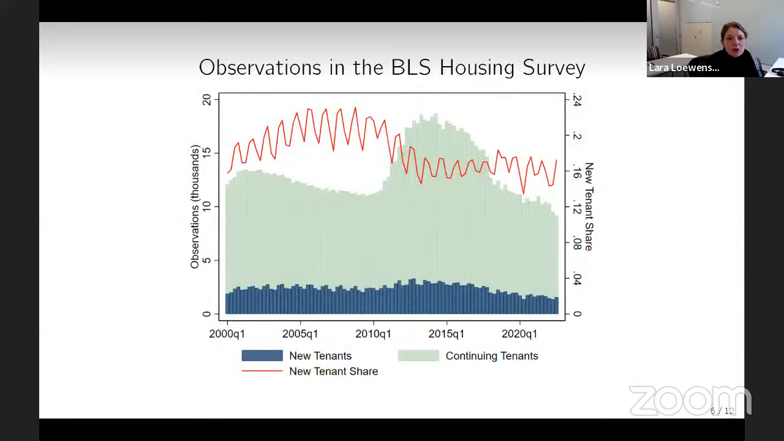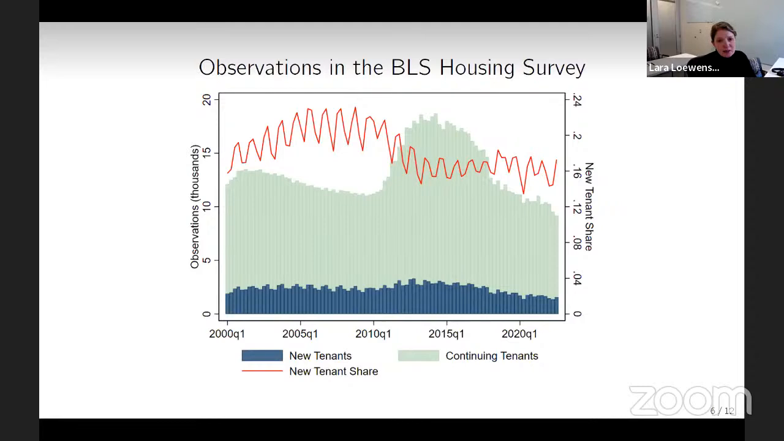Okay, so we are going to create quarterly indices, largely due to the fact that we are limited in the sample size in the BLS housing survey. So this plot is just showing you our sample size by quarter over time, divided into continuing tenants, so tenants that were there previously in the last observation, and new tenants, so tenants that just recently moved in. And then the red line is showing you the share of all observations that are new tenants.